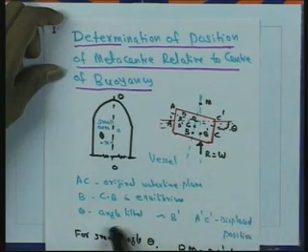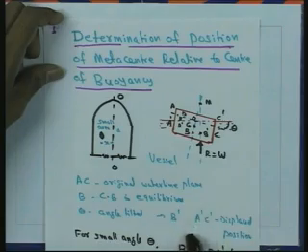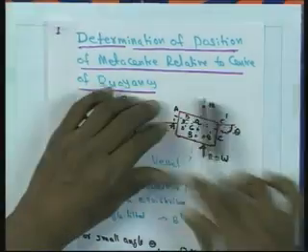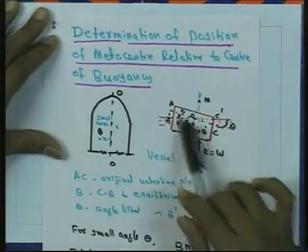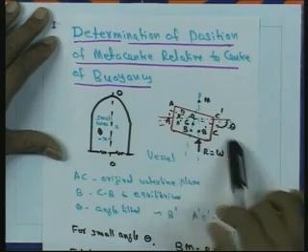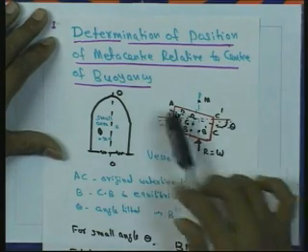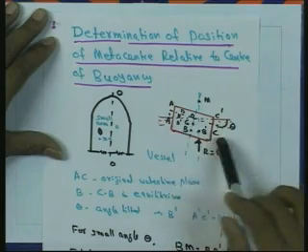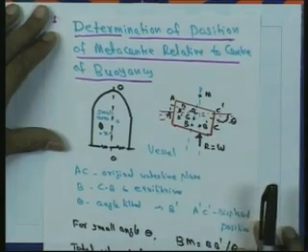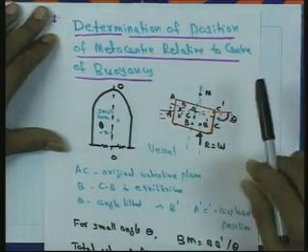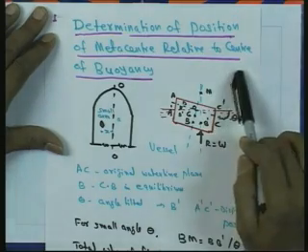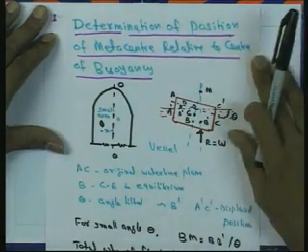A small tilt theta is given, and that is the angle of tilt. The vessel is slightly tilted towards the right, and A dash C dash is the displaced position of the vessel. So now we want to determine the position of the metacenter relative to the center of buoyancy. That is the problem.